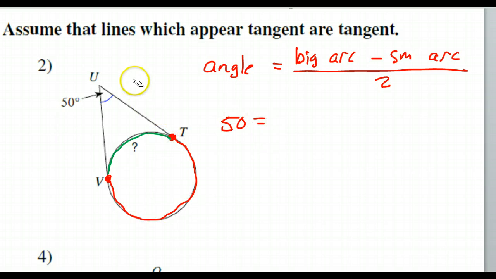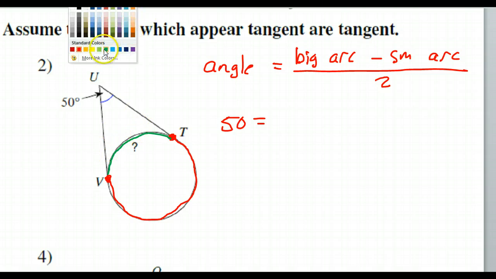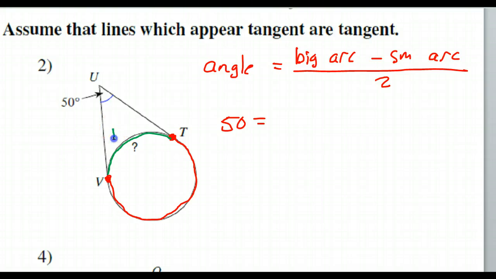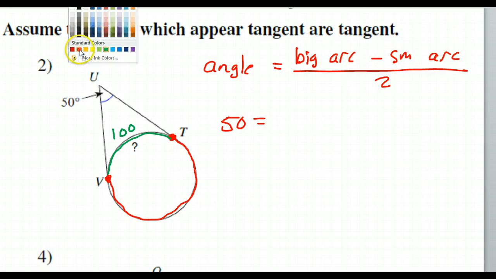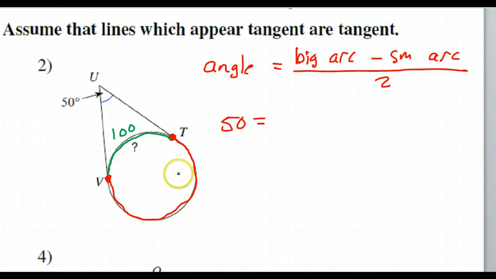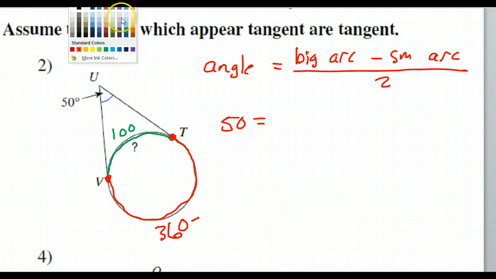This is one of those special cases. Let me make up some numbers just to make a point. Let's say that I knew that this green arc over here was 100 degrees. Okay, let's say that was 100. How would you find out what this red arc over here is going to be? Wouldn't you just do 360 minus 100?